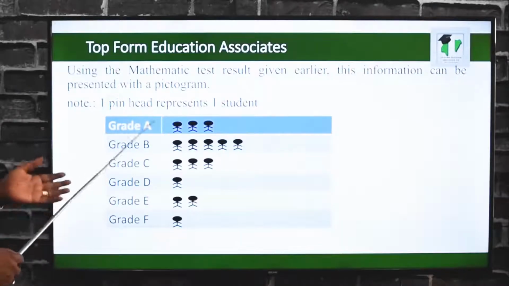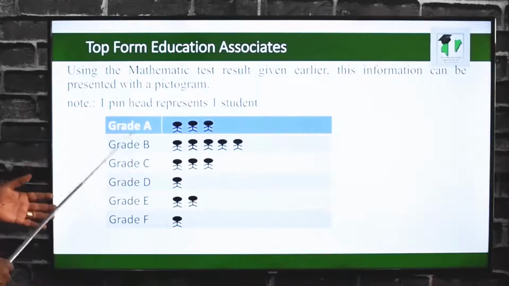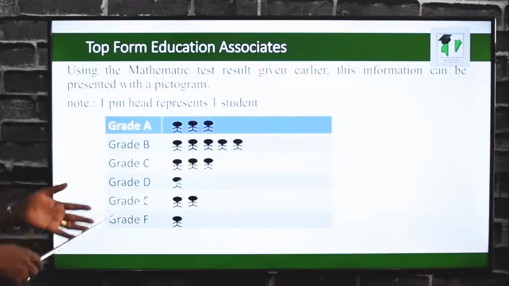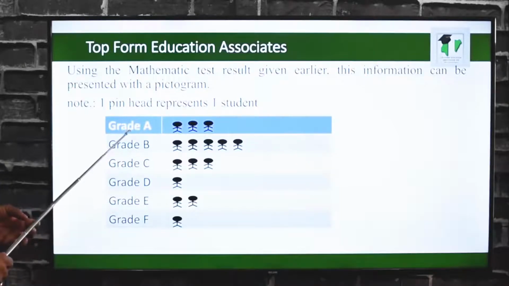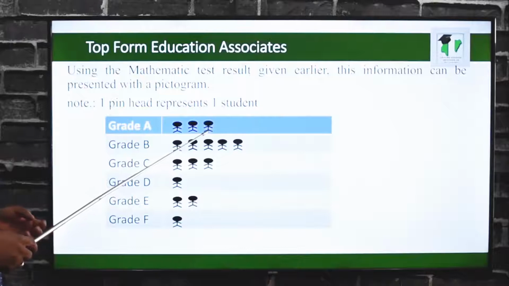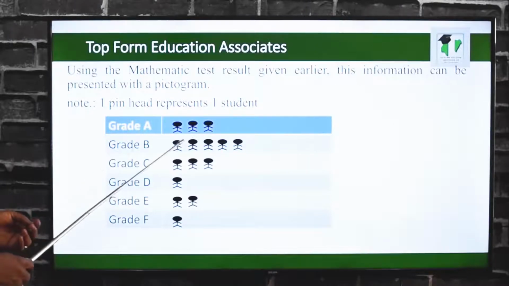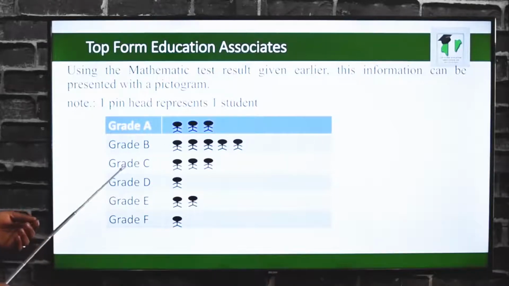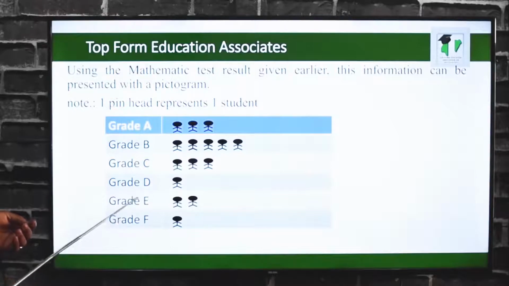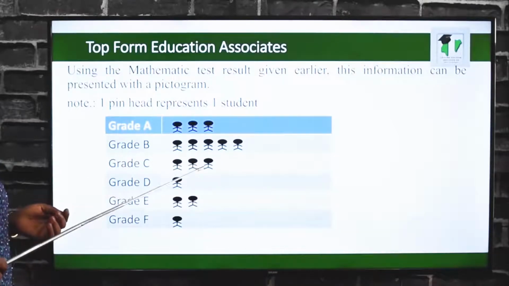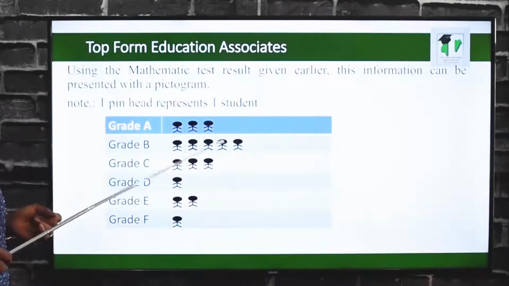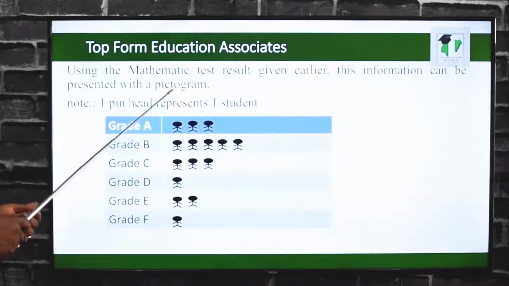So for the grades, you make 2 columns. The first column will be for the grades. The other column will be for the presentation. Grade A, we have three students. Grade B, we have 5 students. Grade C, we have 3 students. Grade D, we have 1 student. Grade E, 2 students. And grade F, 1 student. So this is the pictorial presentation of that test result by the mathematics teacher using a pictogram.